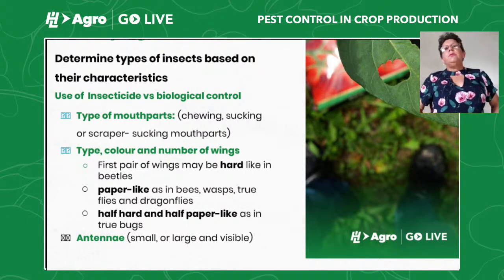Another order, which is Hemiptera, true bugs, has wings where the first pair is half hard and half paper-like. It's unique to this order. So it's very distinct that each order has a certain type of wings, and it's useful to know that to be able to identify what we're dealing with.